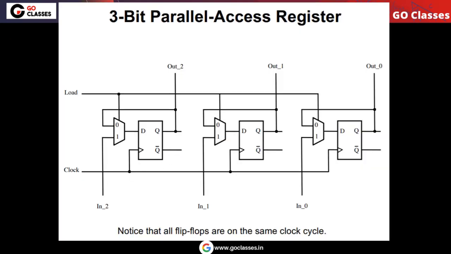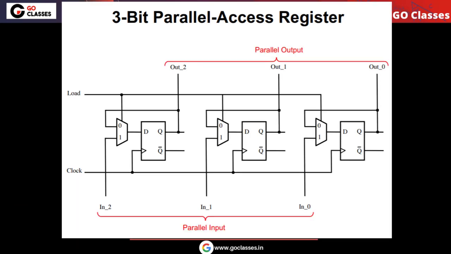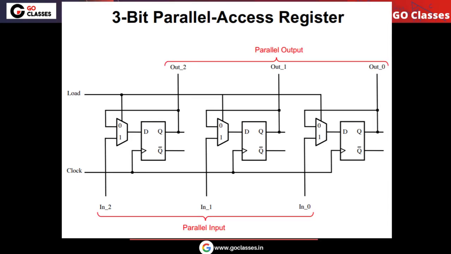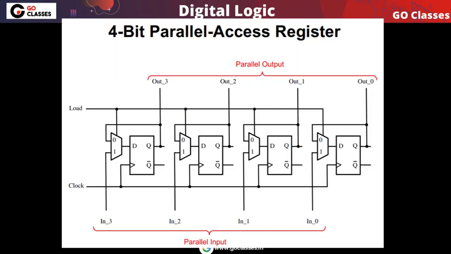Okay, so similarly you can create a 3-bit parallel register, a PIPO register. Remember, this is very important: in a register, all the flip-flops have a common clock. Notice that all the flip-flops are on the same clock cycle. So in a register, all the flip-flops are operated by the same common clock. This is your 4-bit PIPO register with the load signal.